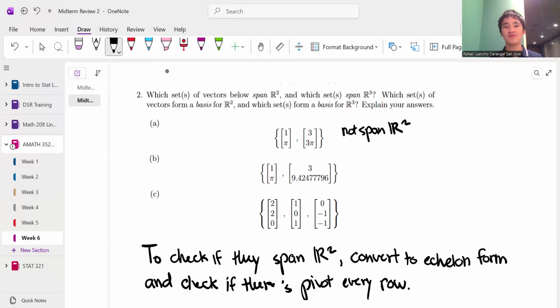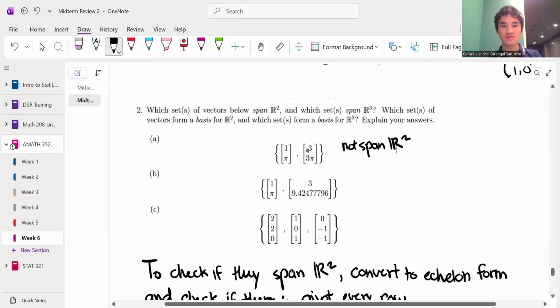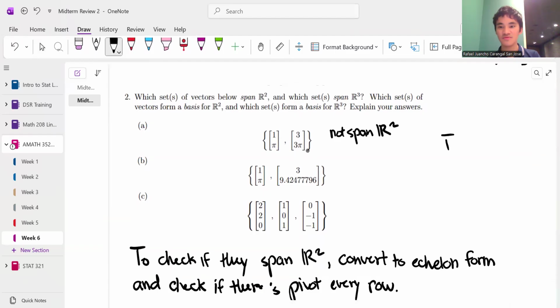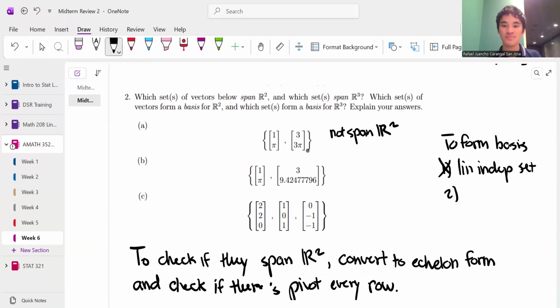Do they form a basis for R2? To form a basis, we need 2 things. One is a linearly independent set of vectors. Are they linearly independent? No. So that checks out. Do they span R2? Because we're asking for a basis for R2. So do they span R2? Well, no. So they are not a basis for R2. They don't form a basis for R2.